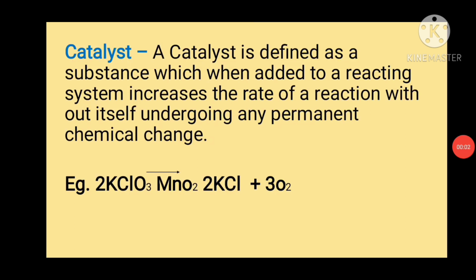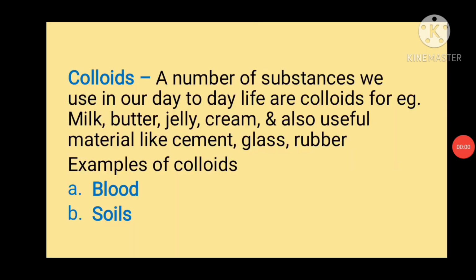Now we will see catalyst. A catalyst is defined as a substance which when added to a reacting system increases the rate of reaction without itself undergoing any permanent chemical changes. For example, 2 molecules of KClO3 in presence of MnO2 give 2 molecules of KCl plus 3 molecules of O2. In this reaction, MnO2 is used as a catalyst.